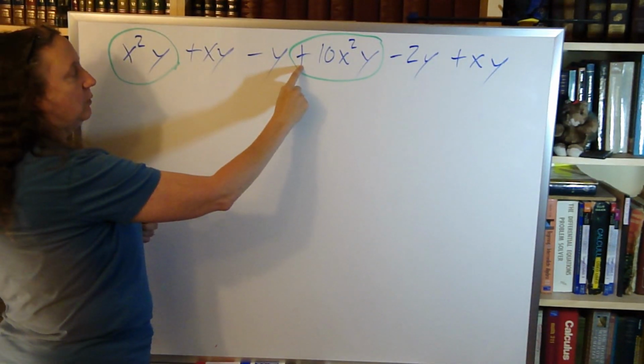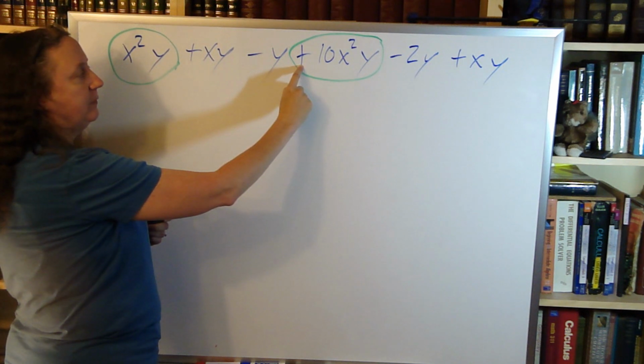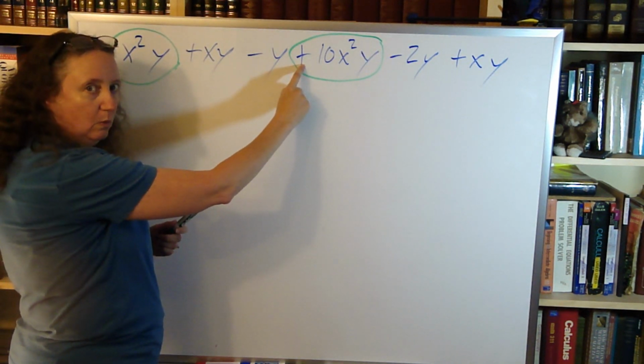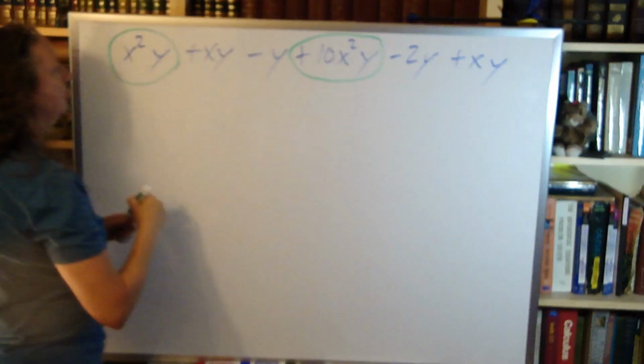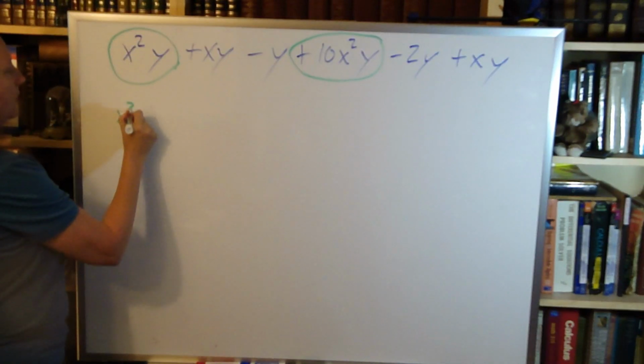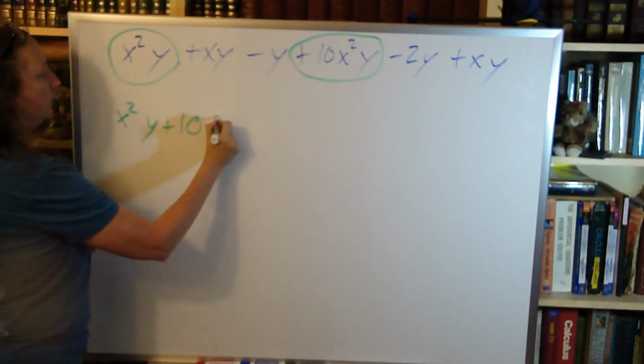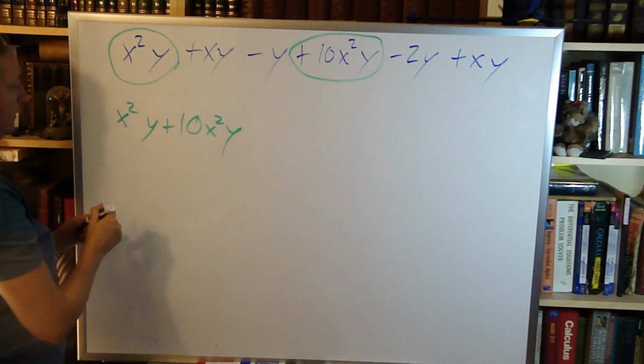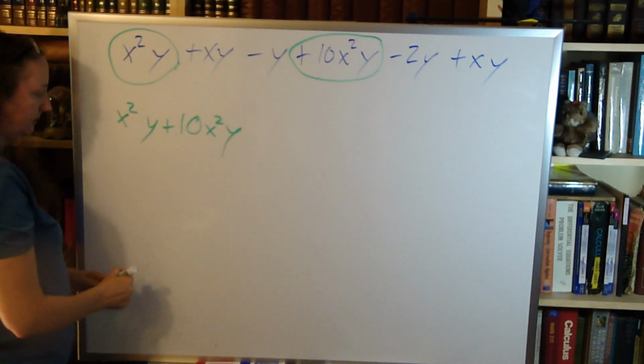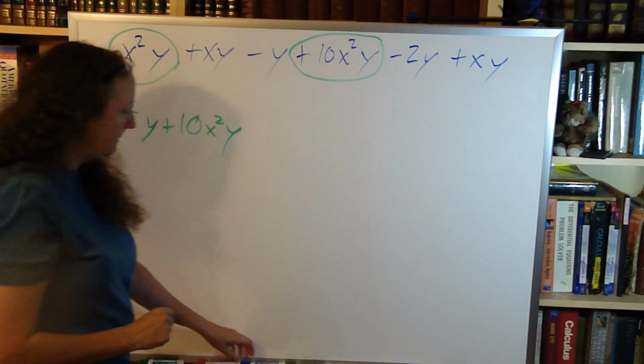Notice when I'm grouping it, when I'm taking this to move it, I'm taking my sign with the term. So we have x squared y plus 10x squared y. And I can combine that. I'm going to hold off a little bit though.